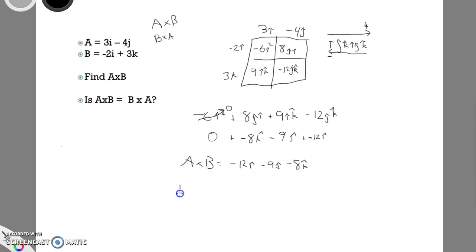Now I want you again to go ahead and try this B cross A. That means that you're going to reverse the order here, put one on the side and the other one on the top, and see if you can get the opposite of this. Alright? And hopefully you ended up with 12i plus 9j plus 8k.